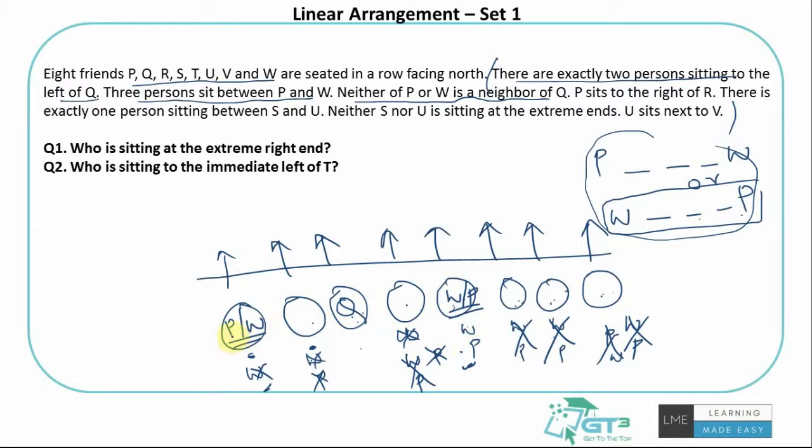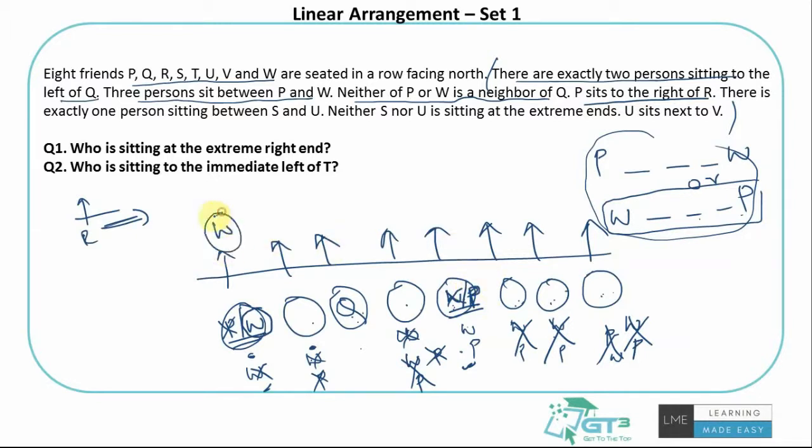But I don't know where P is sitting and where W is sitting. Right, let's look at the next set of clues. P sits to the right of R. So I don't know where R is sitting, but P should be sitting to the right. And what can I do with that clue? I know that P can't be sitting here. If P is sitting at the extreme left side, where will R sit? R should be sitting to the left of P. As the statement says P sits to the right of R, which means R is sitting to the left of P. So P cannot be seated here.